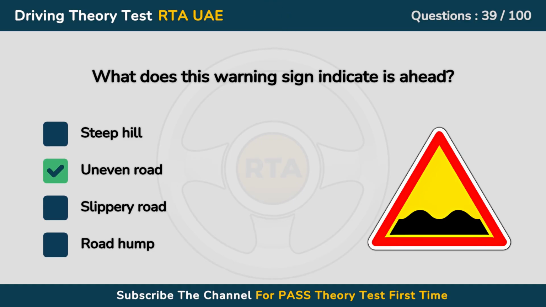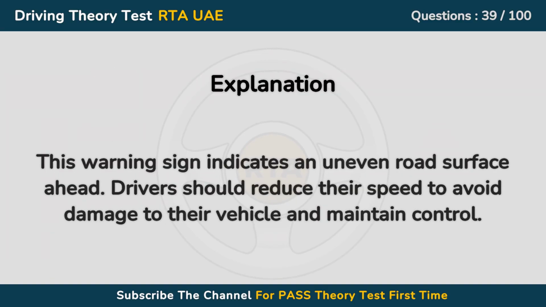Answers is B. Uneven road. This warning sign indicates an uneven road surface ahead. Drivers should reduce their speed to avoid damage to their vehicle and maintain control.